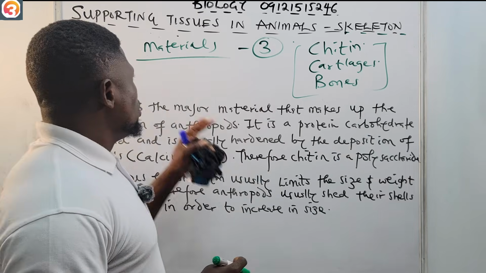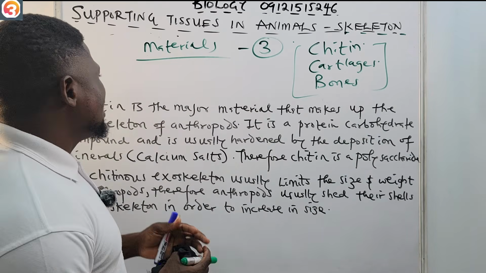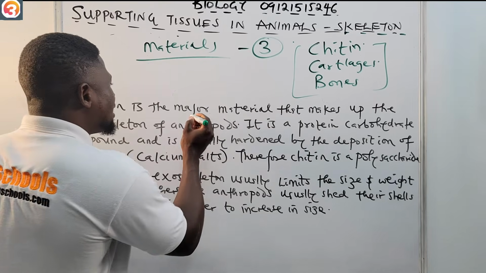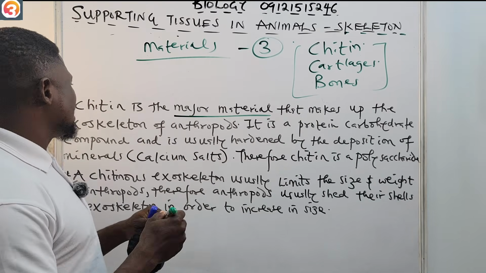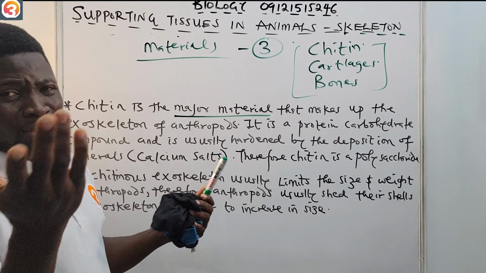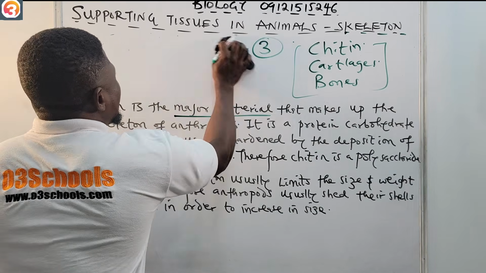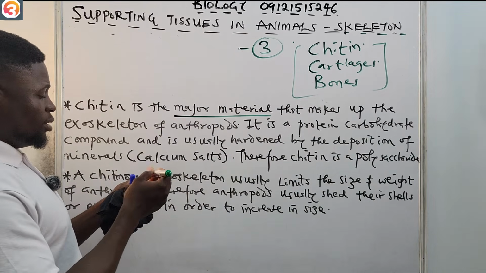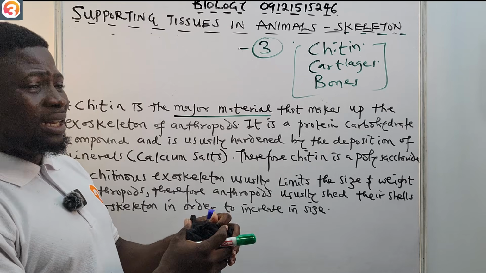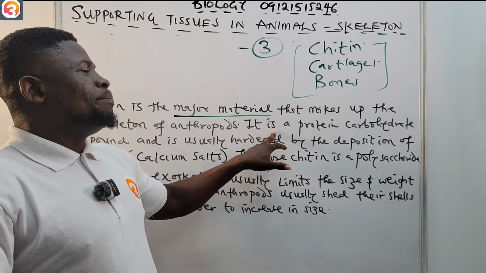All right, so phylum arthropods. We say the chitin is the major material that makes up the exoskeleton of arthropods. You know what arthropods are? Like your insects, your spider, your scorpion. Those ones are arthropods.